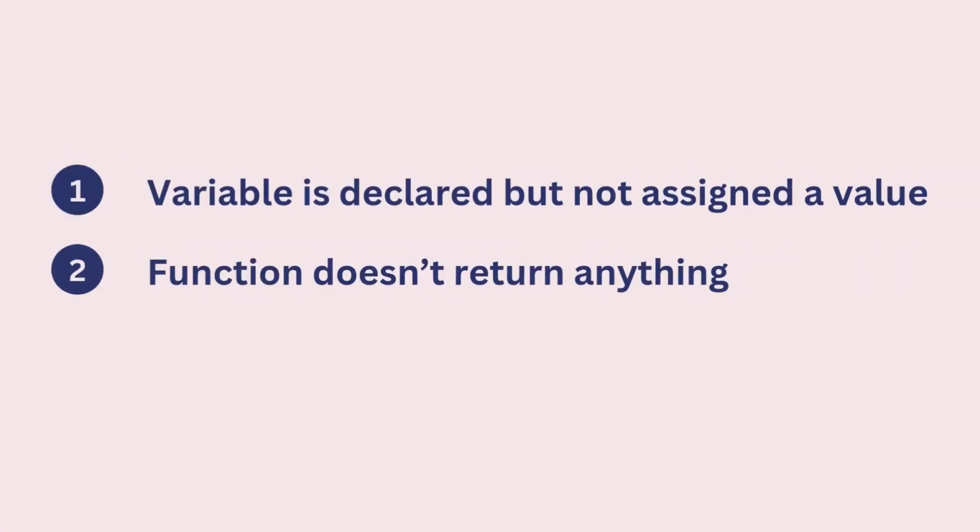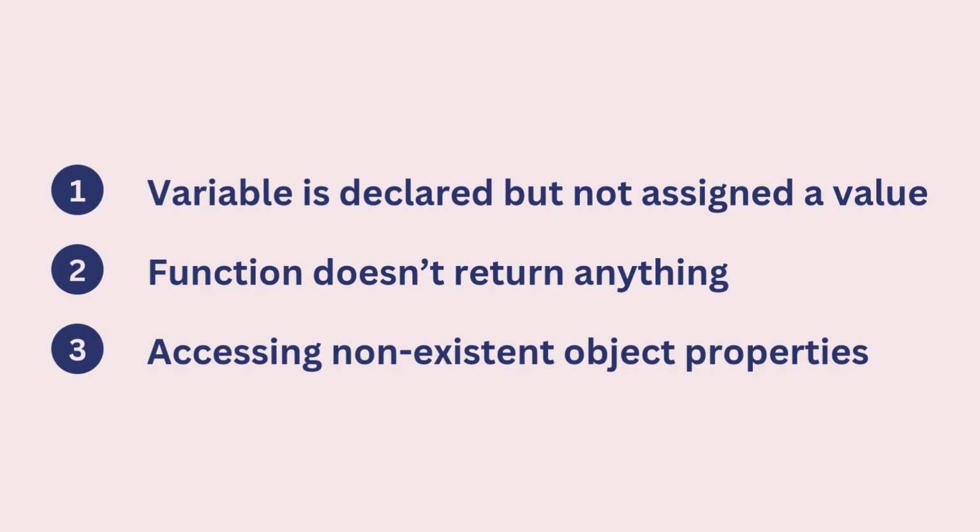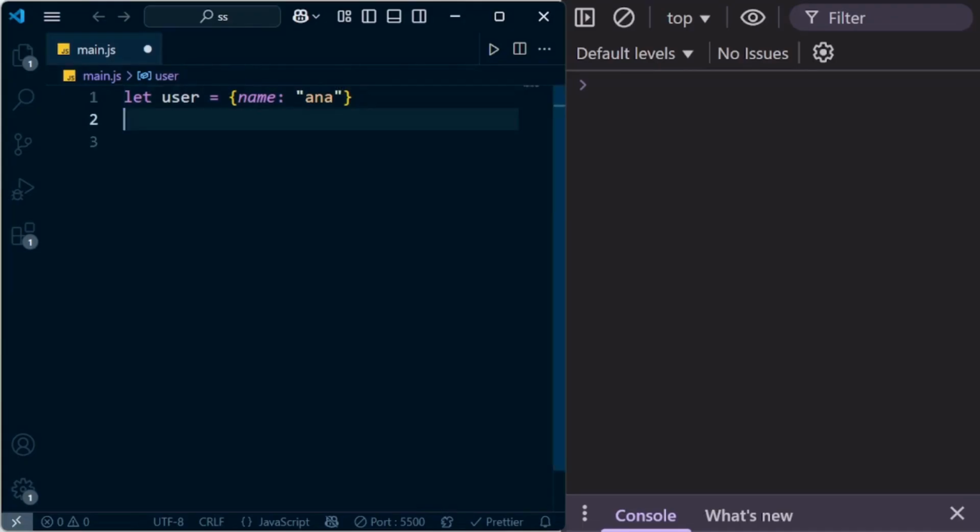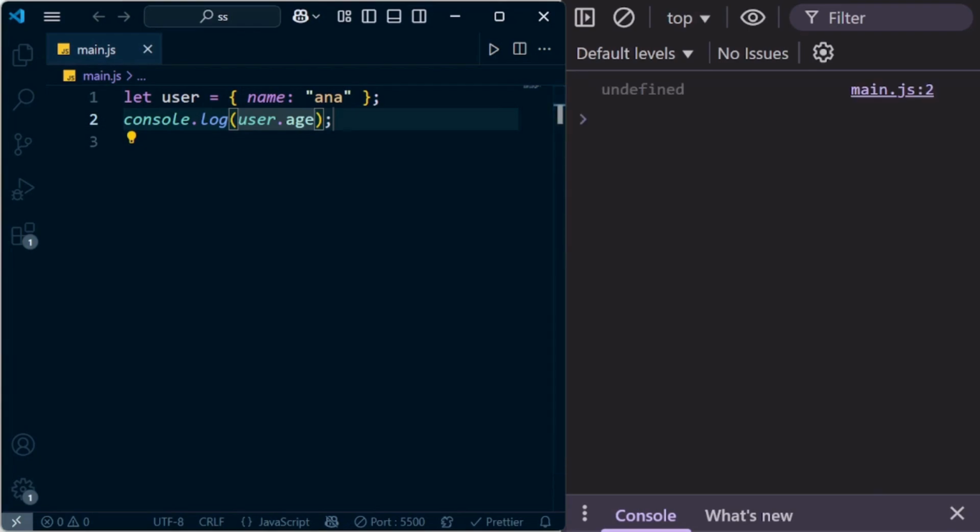Another way we can get undefined is when we try to access a property in an object that doesn't exist. If we have an object with a name property but try to access an age property that hasn't been defined, the result will be undefined.